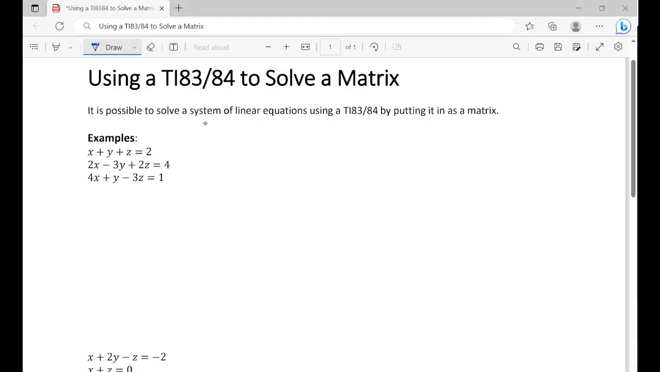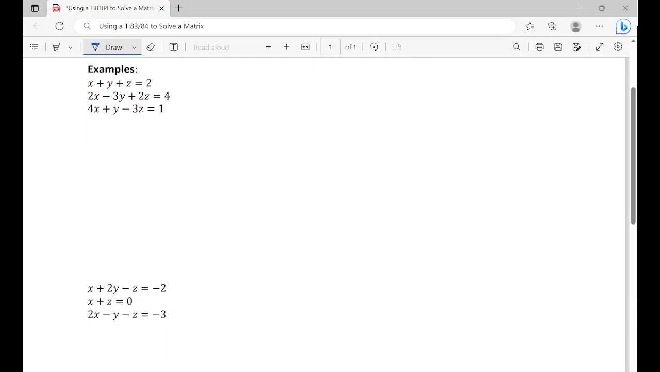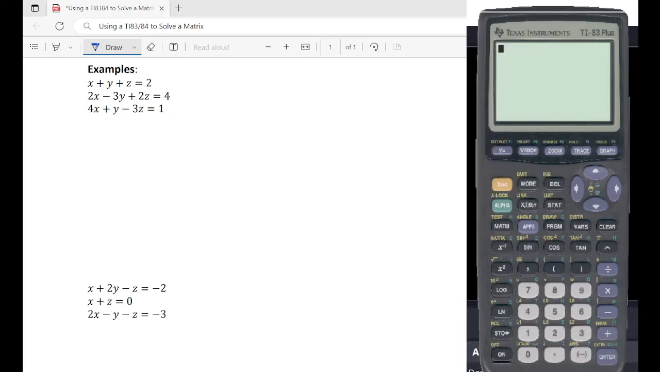It is possible to solve a system of linear equations using a TI-83 or 84 calculator by putting it in as a matrix. So that's what we're going to do. We're going to go through a couple examples of putting it in the calculator and getting a solution using the calculator's matrix functions. So first off, we have this system of equations here, and we're going to plug it into our calculator. So first thing I'm going to do is bring up my calculator.